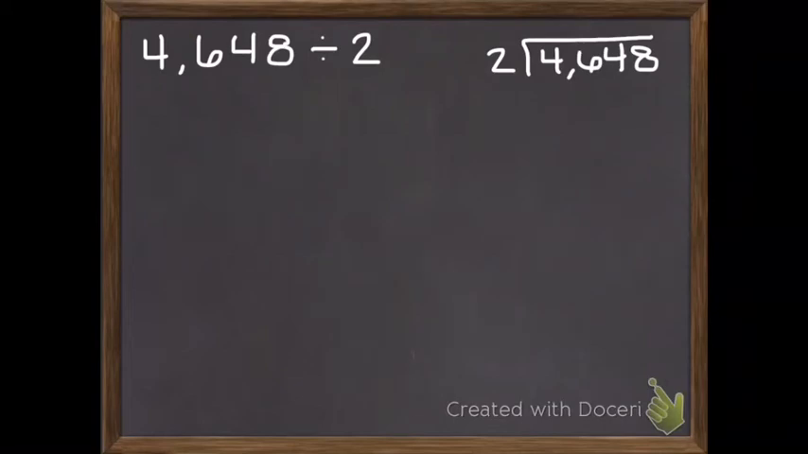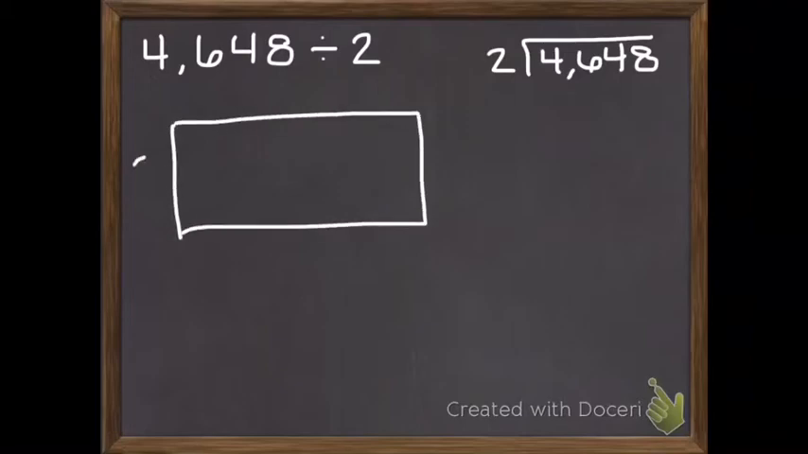Okay, let's try one more problem. Again, feel free to pause the recording if you'd like to try it on your own first. Let's start by drawing our area model with the divisor on the left. I'm trying to get to the dividend of 4,648. Okay, so let's give it a try.